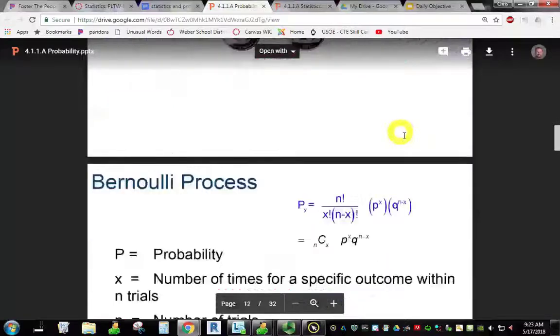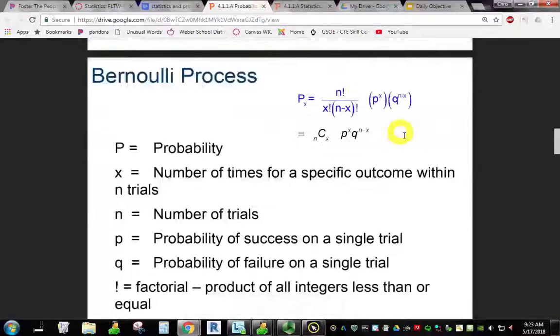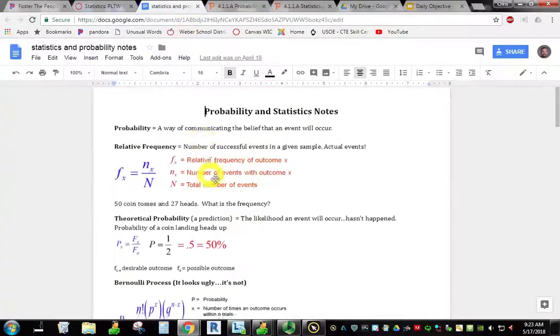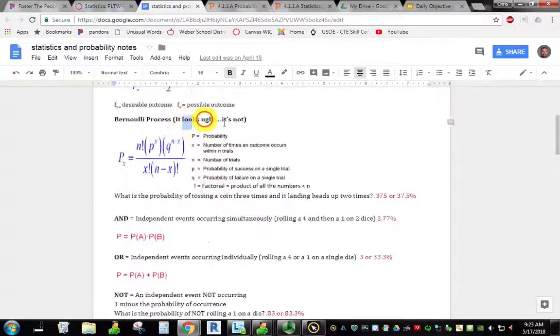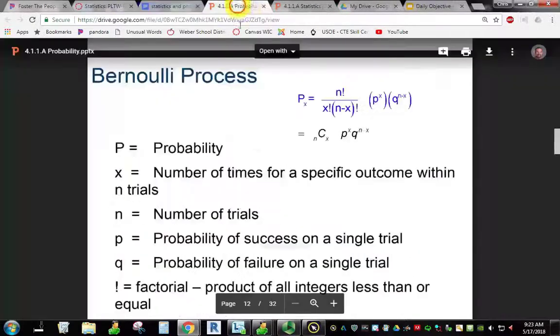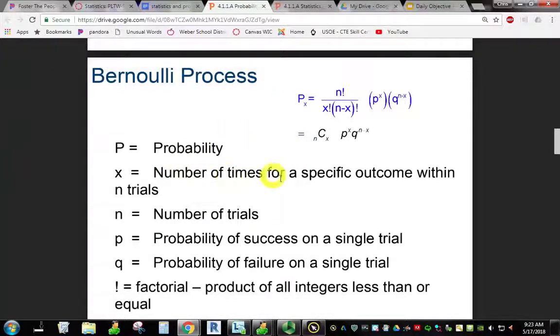Let's scroll down. And that is the Bernoulli process. That's on your worksheet. It looks like an ugly equation, and I think I even wrote that on your worksheet. It really looks ugly, and it's not. So let's just read through the variables. P is probability. X is the number of times a specific outcome will occur.